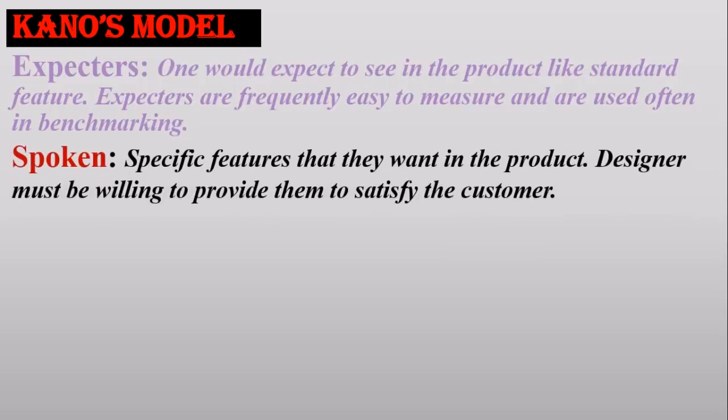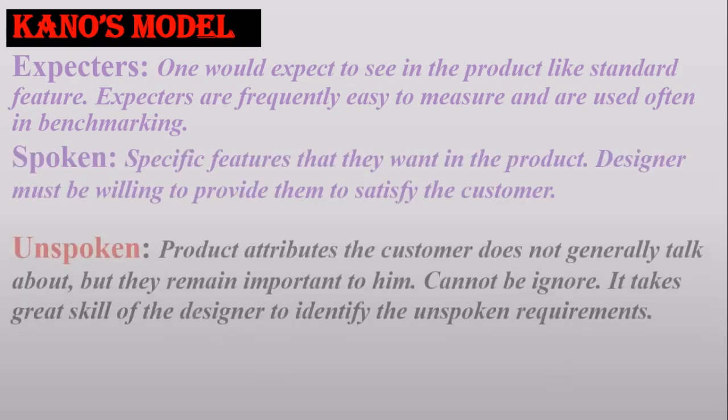Then the second category is the spoken category. These are the specific features that customers want in a product. The customer says, "These features must be included in my product." That's why it is called the spoken category. Expectors are not always given by the customers; they are also given by the product development team. The designer must be willing to provide them to satisfy the customers.